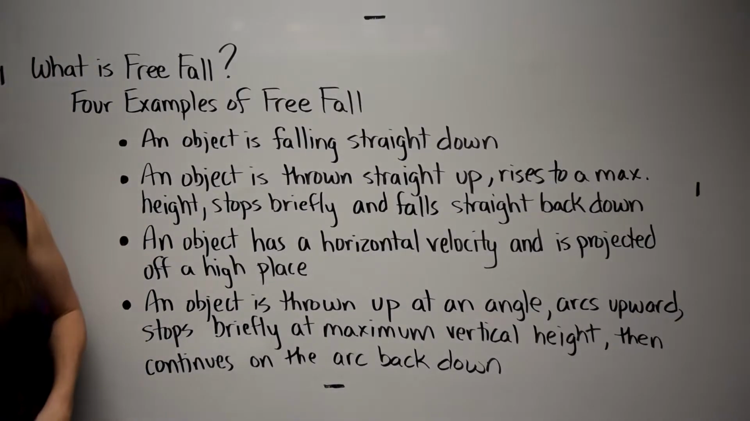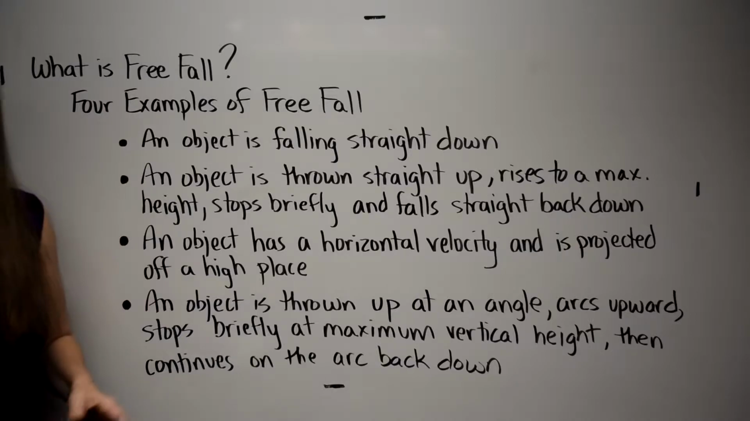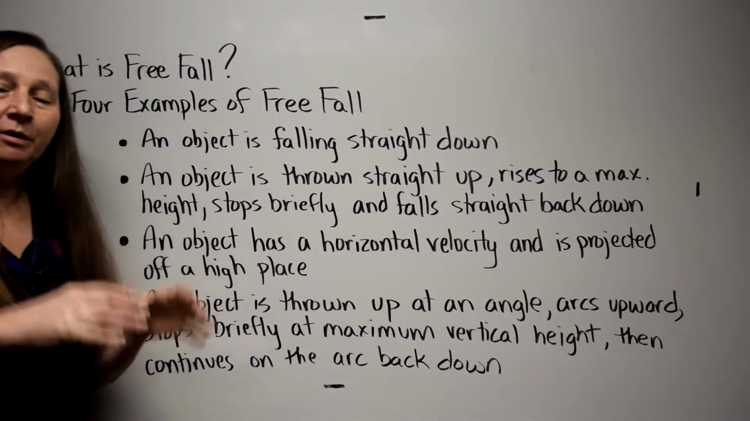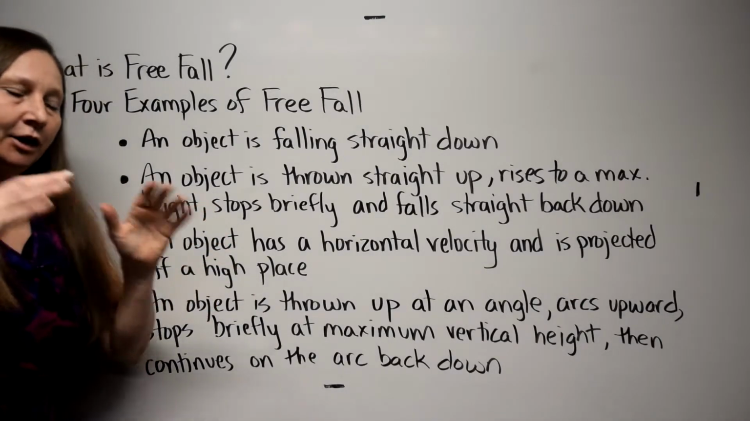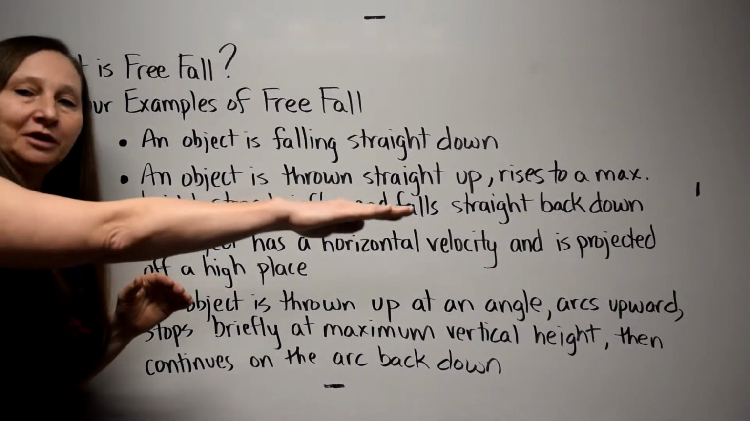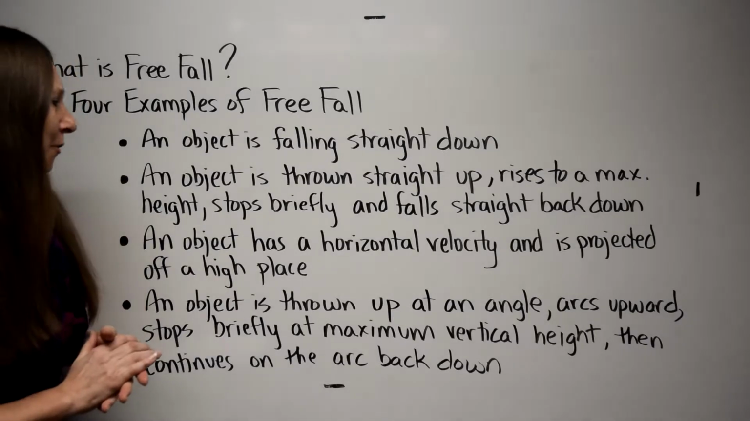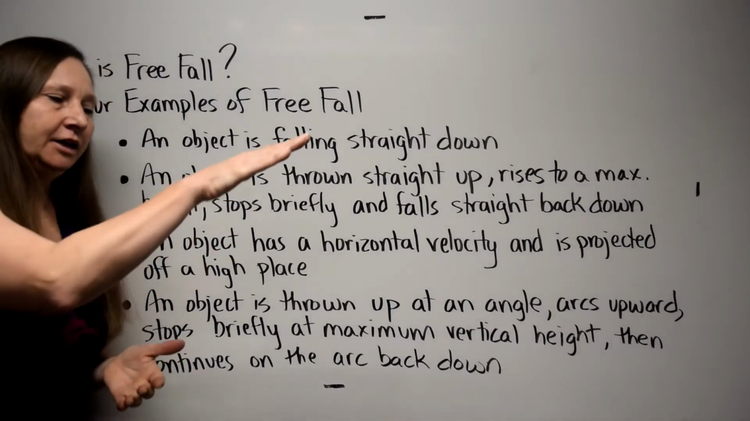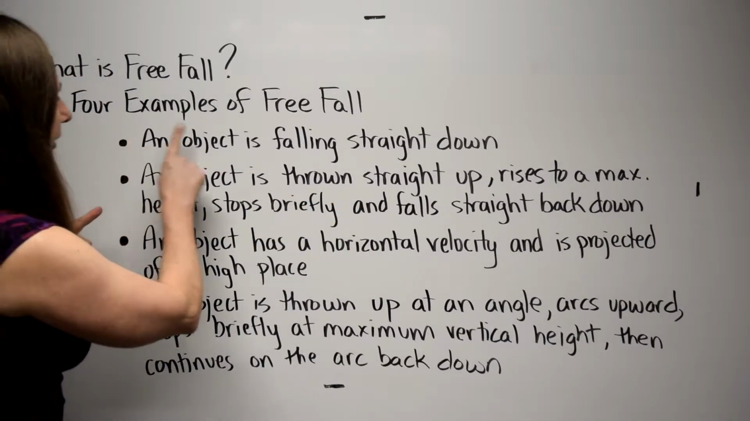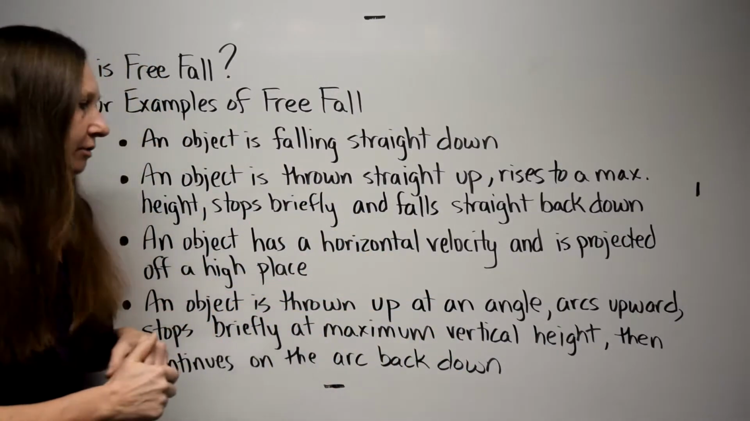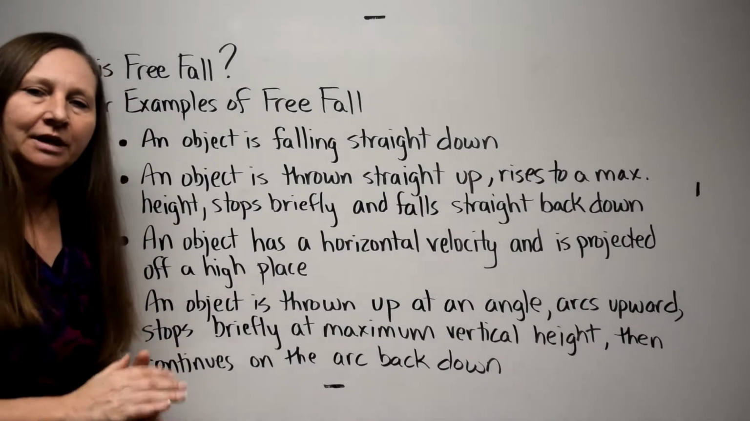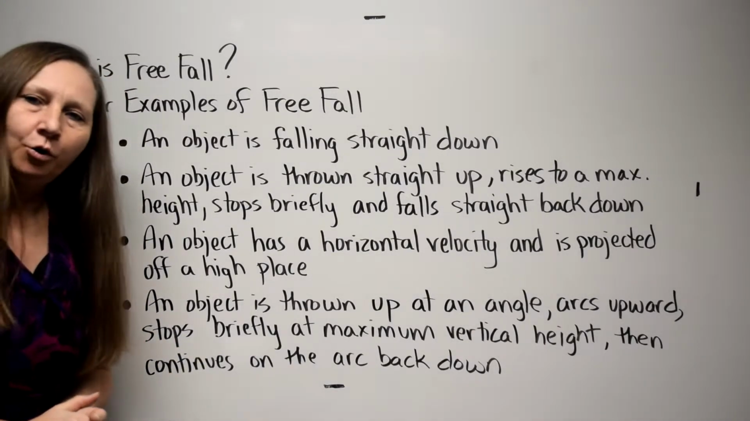Another example would be an object that has a horizontal velocity. Now, don't try this at home, but if you had a high cliff and a car were to drive off the cliff, definitely don't try this at home, then after the car leaves the ground and is flying through the air in an arc down to the ground, that car would be in free fall. After it leaves the cliff, that car would be in free fall.